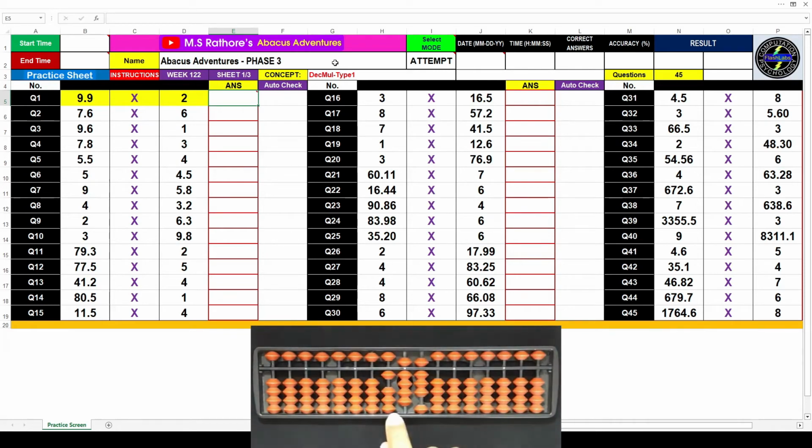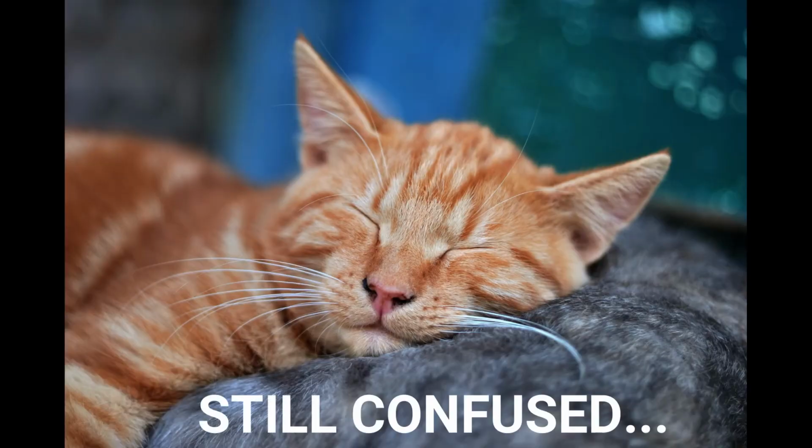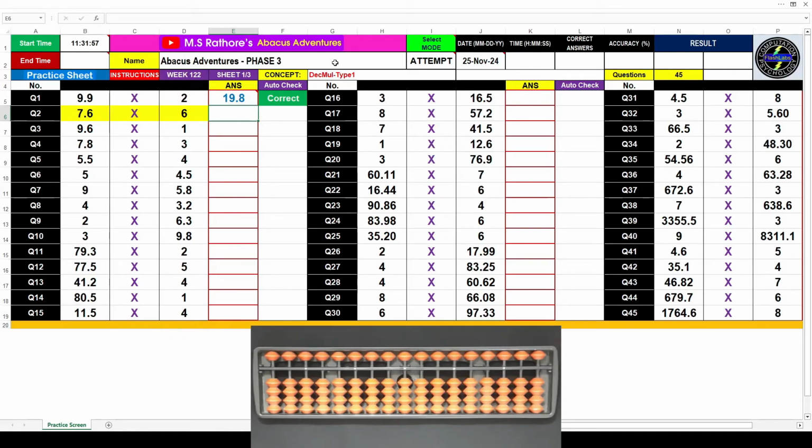So as you can see, the answer has flown towards the decimal part here since it was a decimal question. So let's read the answer correctly in decimal format, and the answer is 19.8. Yes, the answer should be read in the decimal format, 19.8. Let's clear the Abacus tool. That's correct. Please don't worry, we will solve the remaining questions and you will understand the rules better.